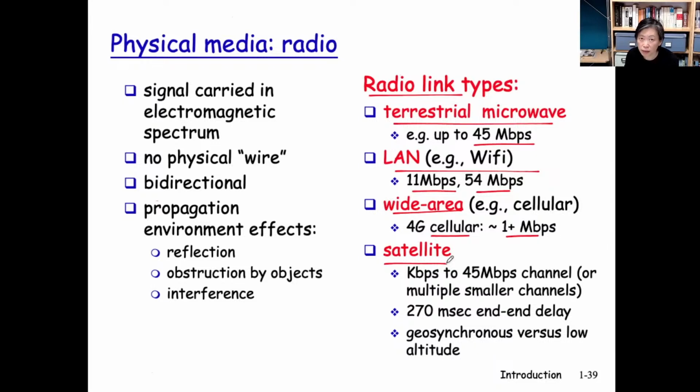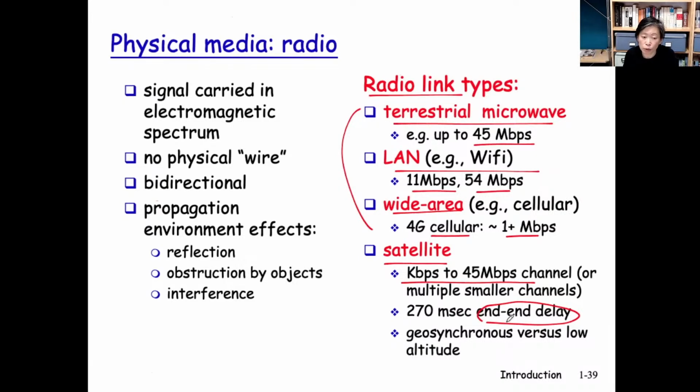And satellite radio. The bandwidth range spans wider with satellite, probably because of where the satellite is exactly and the technologies being implemented on that satellite. It can go from kilobits per second to 45 megabits per second. But one common feature is this: for satellite links, end-to-end delay will always be much longer than all these other wireless link access.